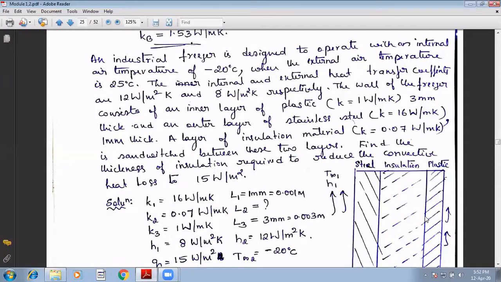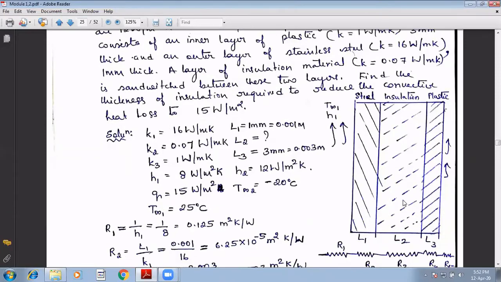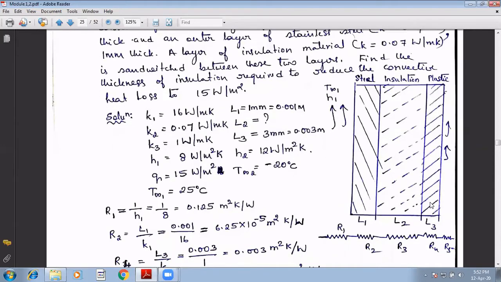He has asked us to calculate the thickness of this insulation, and he has given the heat loss as 15 watt per meter square. Now if you see the resistive diagram, it appears like this. We have 3 conductive resistances of plastic, insulation as well as steel, and 2 convective resistances, R5 and R1.